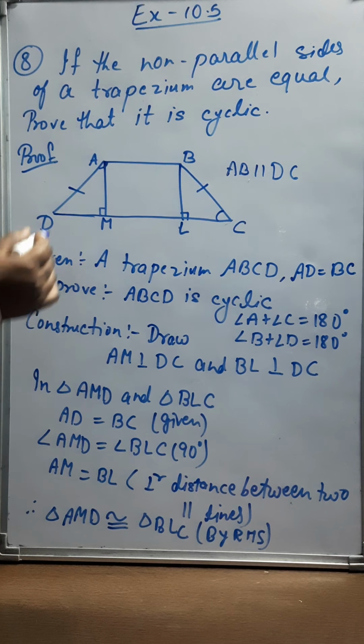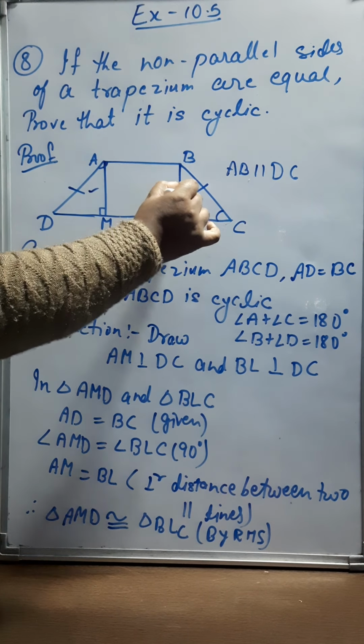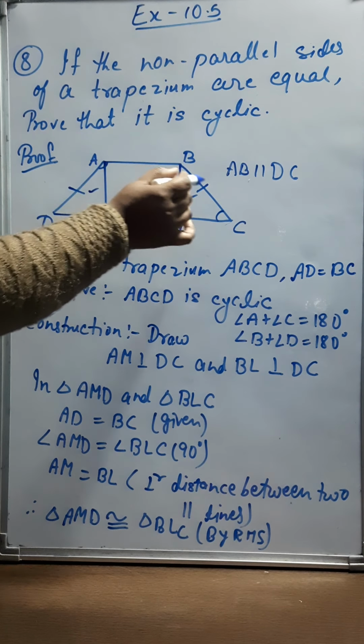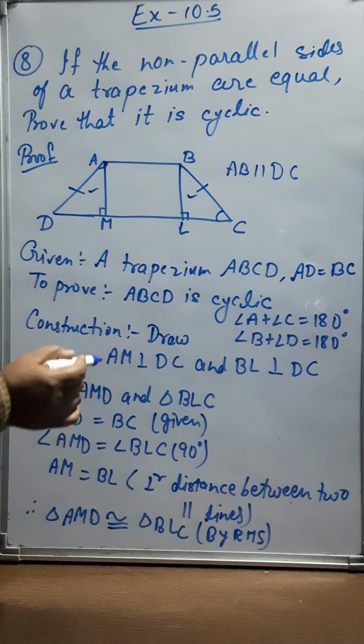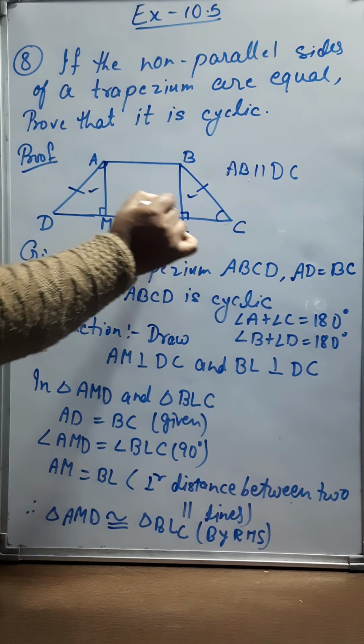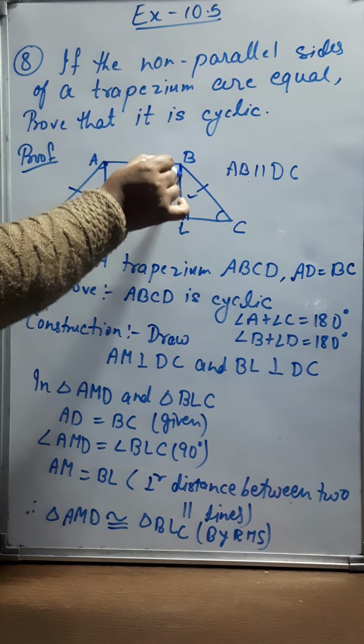Now we will prove triangle AMD and triangle BLC congruent. So first we will take these two triangles. AD is equal to BC, this is given in the question. Angle AMD is equal to angle BLC, both are 90 degrees, as we have constructed. And AM will be equal to BL.